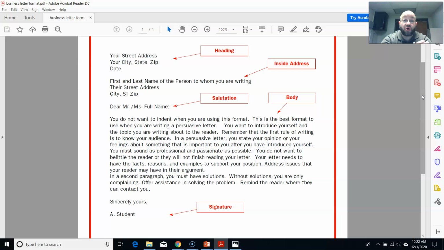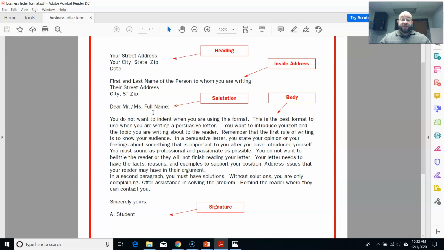Try to write to somebody by name. Now, if you don't have somebody to write to, then you could simply put Dear manager or Dear customer service representative. That's the kind of thing, but make it as personable as you can. Please don't use sir or madam. Again, that's old school. But you should have a salutation in there, Dear So-and-so.